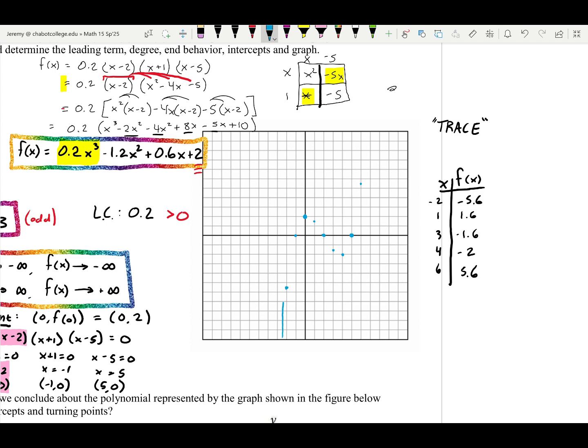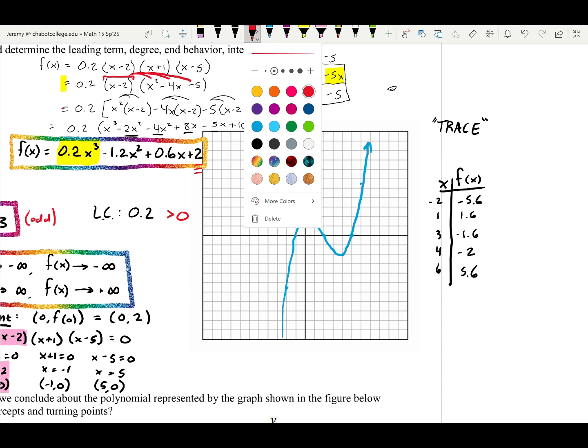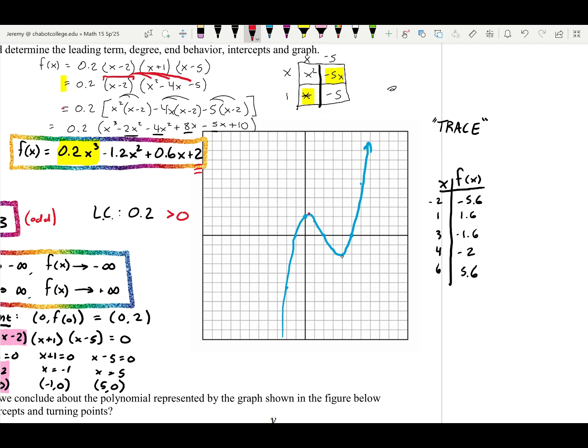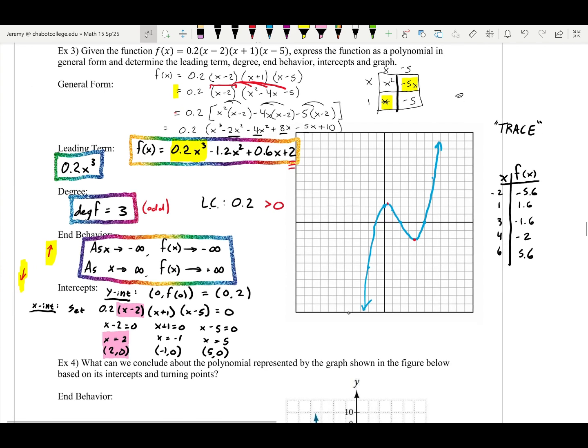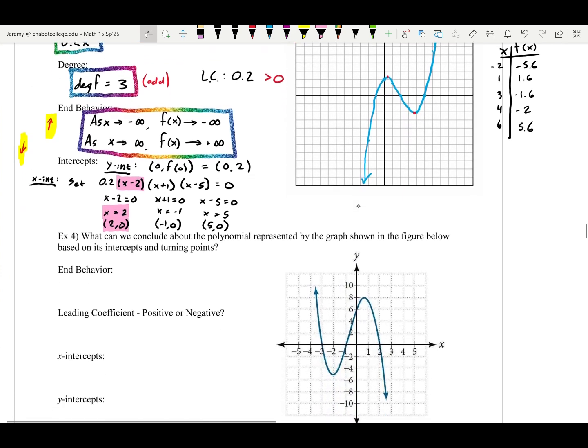We could also use the maximum minimum function to find where the highest points and lowest points are if we wanted to be really precise and know exactly where the maximum value is. Like right here, or the minimum value right there. But for right now, this is good enough. So that's a good graphing problem.